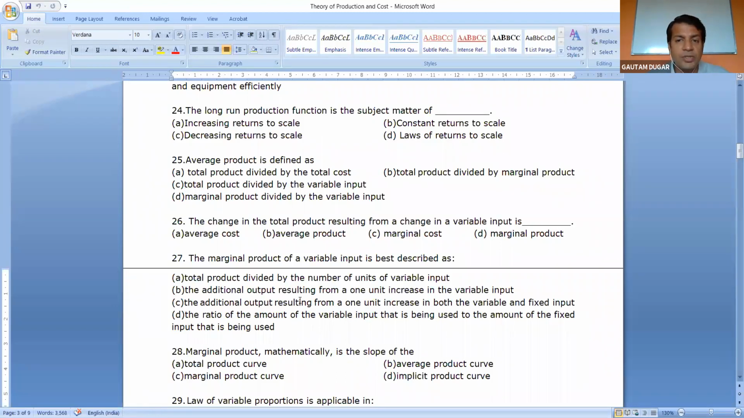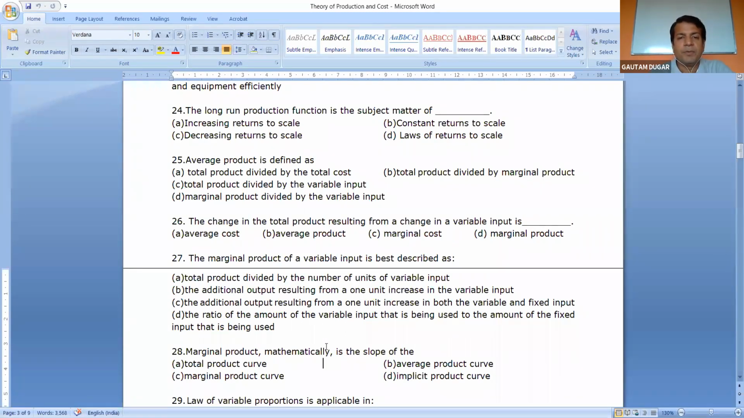Anusha, you went wrong. You said marginal cost. It's marginal product. We're talking of the theory of production. We're talking in terms of units, so it cannot be cost. Cost has to be in terms of rupees. So yeah, it's D. Not an issue, nothing to be sorry.